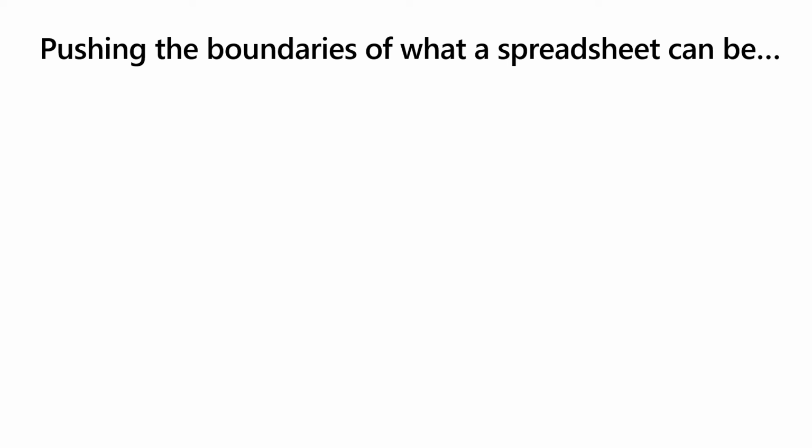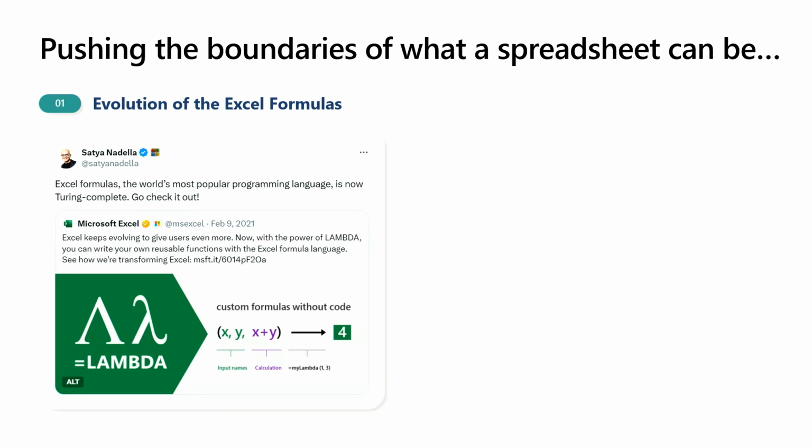And there's two particular examples, two recent innovations that I want to highlight today that are examples of this, but also show how we're continuing to push the boundaries of what it means to be a spreadsheet. The first one is the evolution of the formula language, which, as Satya points out here in this tweet, is indeed the world's most popular programming language. Satya is really excited about Excel, maybe a little bit too much, but it's a good problem to have.